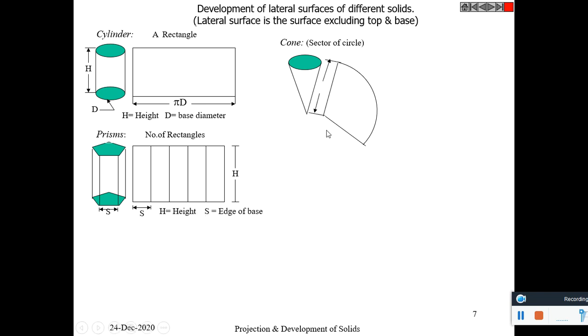This is the slanted length L, and it is drawn like this. R is the radius of the base circle. So theta can be calculated using the equation R by L into 360, where R is the base circle radius, and L is the slant height. Theta can be calculated, and this shows the development of the cone.